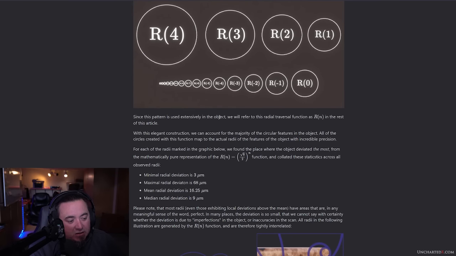Since this pattern is used extensively in the object, we'll refer to the radial transversal function as Rn in the rest of this article. With this elegant construction, we can account for the majority of the circular features in the object. All of the circles created with this function map to the actual radii of the features of the object with incredible precision.